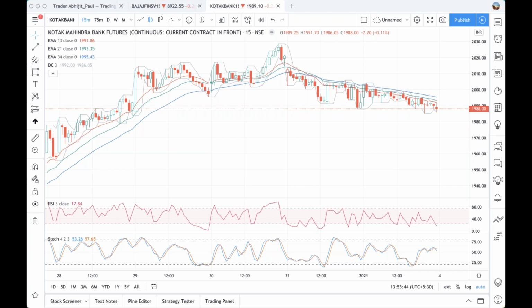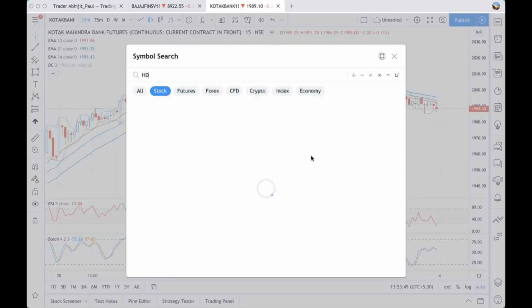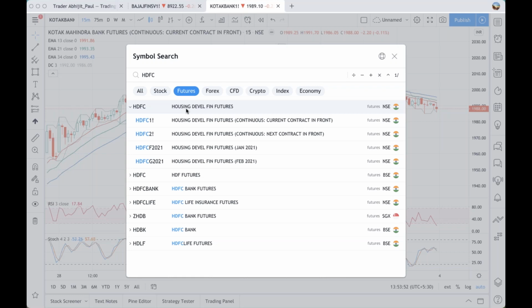HDFC Bank, full aim and shoot for short in the derivative. Abhishek. HDFC Bank.